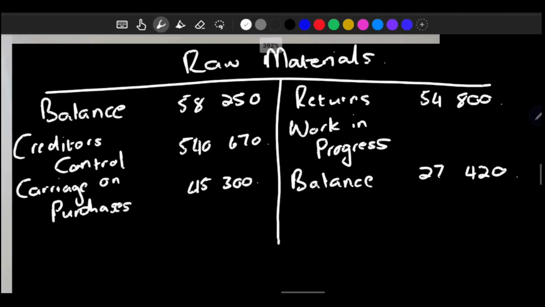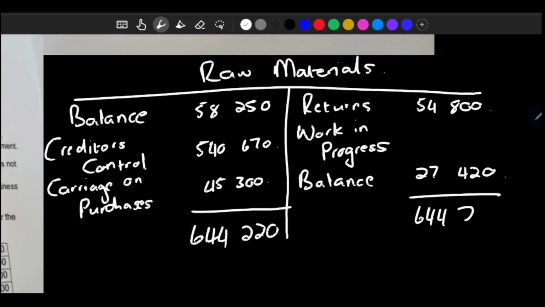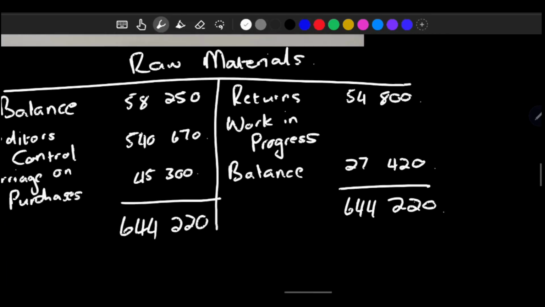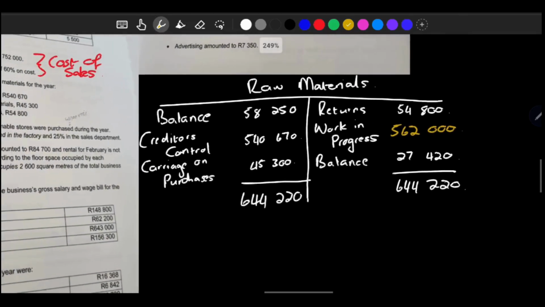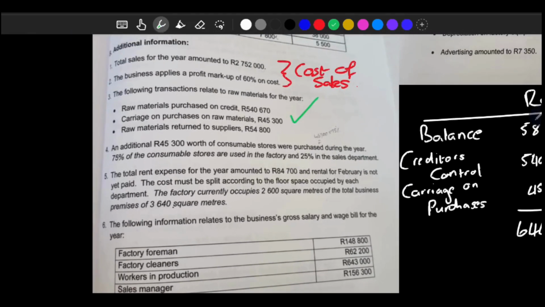Now, as with normal accounting T accounts, we look for the bigger side. The debit side has that 500,000, so definitely that would be bigger. Add that side up and you have 644,220, right? Carry that to the other side, 644,220. And then we want the balancing figure, so we subtract the 27,420 and the 54,800, and that will give us 562,000. Just like that, you are done with that part, right? So this information is complete. We're done. We can move on.